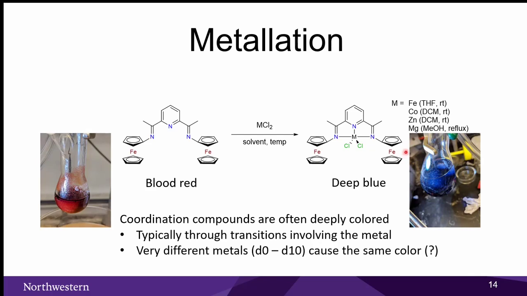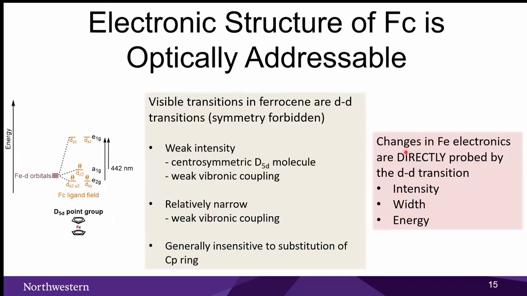And that realization actually has some really interesting ramifications, because as I mentioned before, the electronic structure of ferrocene is pretty well understood. So here, I've shown the frontier orbital manifold for ferrocene. And you get this weak transition at around 440 nanometers. It's symmetry forbidden, so that's why it's comparatively weak compared to other coordination compounds. And it's relatively narrow because it's a pretty pure d-to-d transition. And, again, it's relatively insensitive to Cp substitution. So ferrocene derivatives are generally orangey, to say the least.